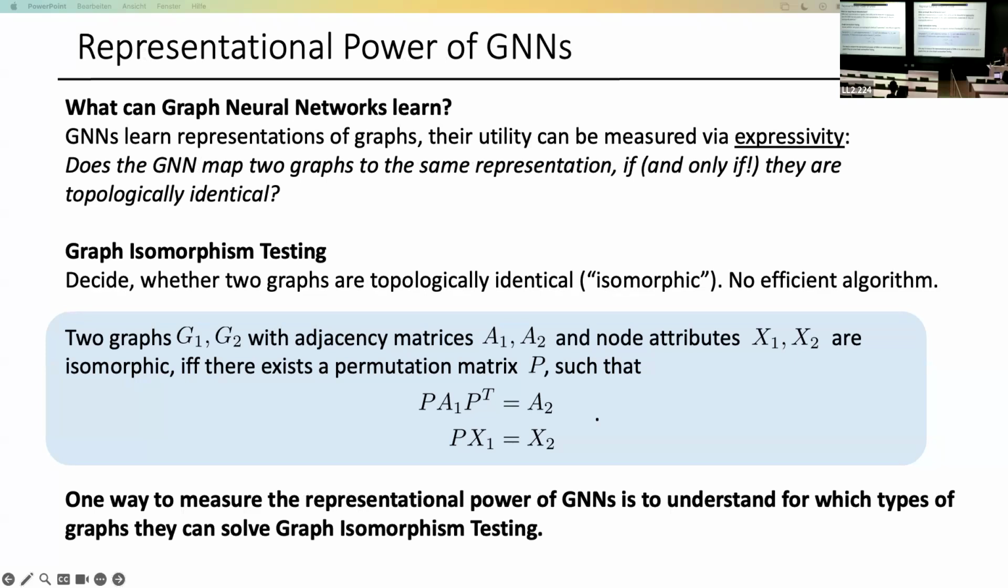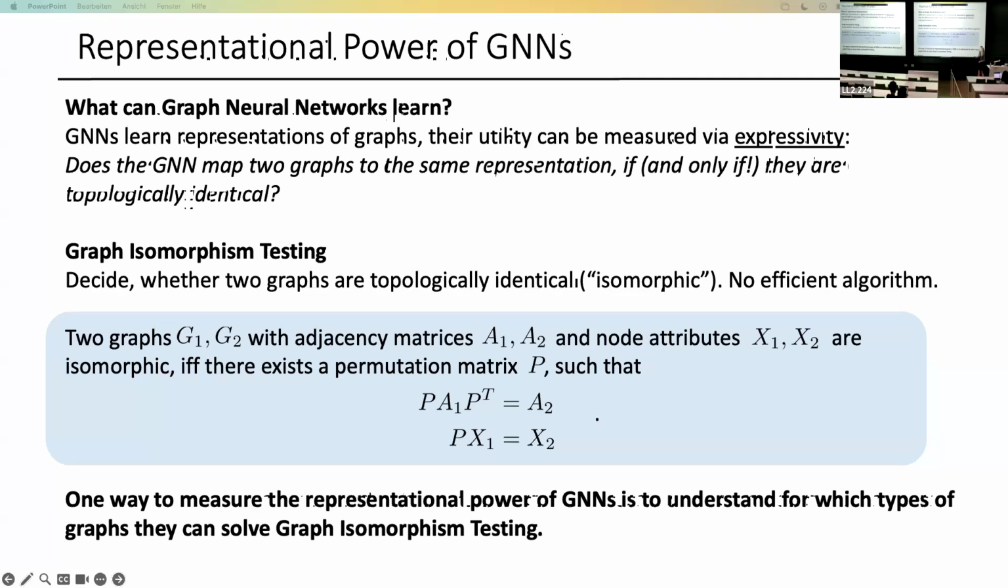So a way to think about this, or to analyze what representational power means, is to look at the following question. A GNN, as we discussed, learns a representation of the graph, right? And then we can ask, if we give it two graphs, will it learn the same representation if and only if those two are topologically identical? So if they're very, very similar, but not quite topologically identical, would the graph neural network be able to tell those two apart, or would it learn the same representation? And that means that, in a downstream task, it wouldn't be able to distinguish between those two.